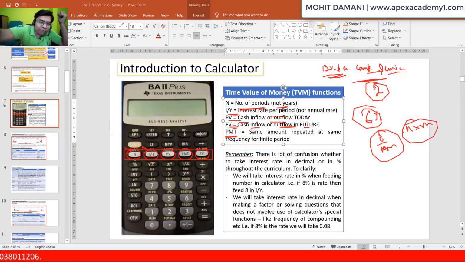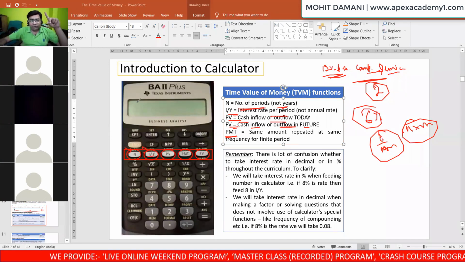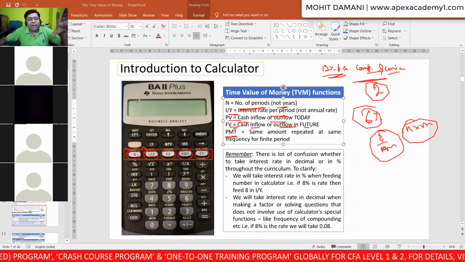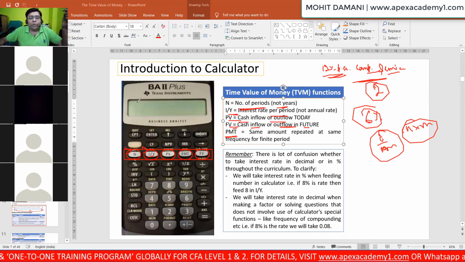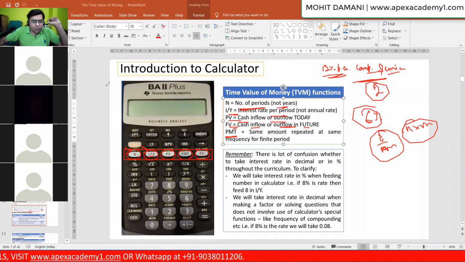When the same amount is getting repeated year over year for a finite period, then it is called annuity. Okay, and this serves as the annuity function. Do remember the difference between annuity and perpetuity. In annuity there is a finity, that means it is finite. Perpetuity means perpetual, which is infinite. Okay, so now let's solve some examples.